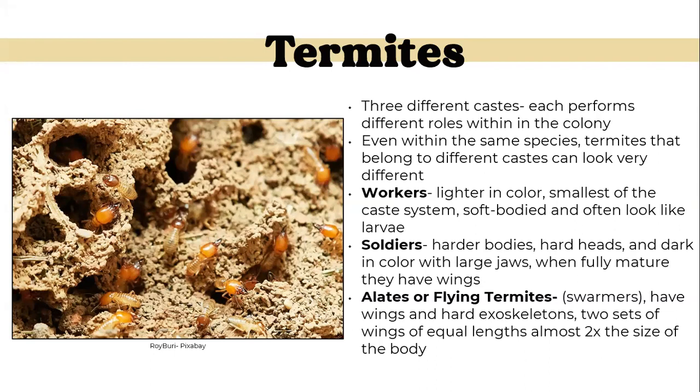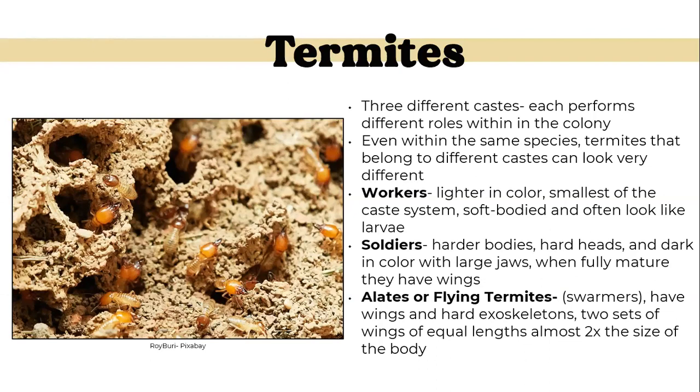So the worker termites are the ones that do a lot of the work, and they are the lower level of that caste system. They're usually lighter in color. They're the smallest termites. So when you see really, really tiny ones, you can maybe assume that those are the worker ones, and they're very soft bodied. And these are the ones that a lot of times people think are the larvae. Oftentimes they are not, they are just simply the worker termites.